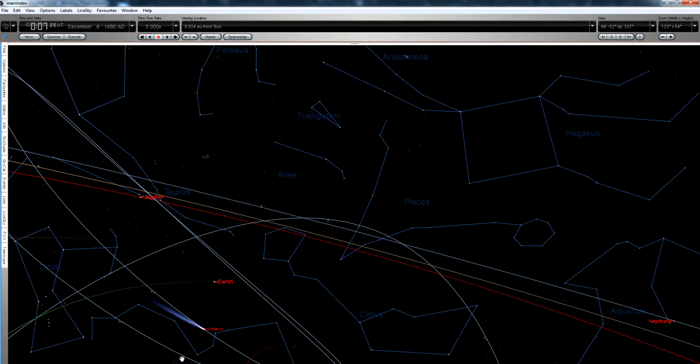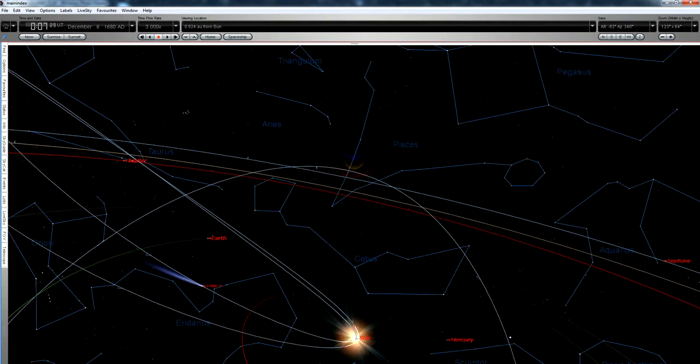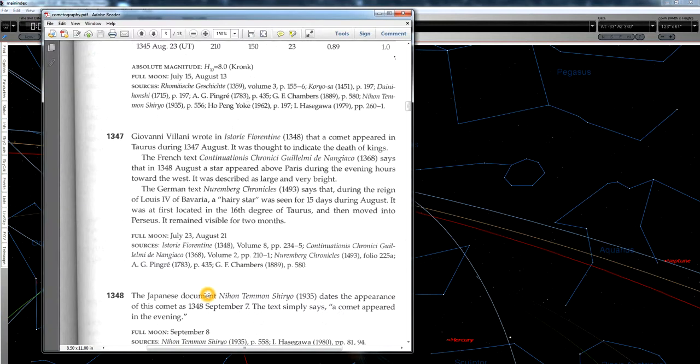Nevertheless, let's take a look and see if the Comet of 1347 is in any way compatible with that claim. So, we don't have orbital elements for this comet, unfortunately, but what we do have is a specific location and a specific time as seen from Earth. In August of 1347, it was seen in Taurus, and then it was seen to move into Perseus.